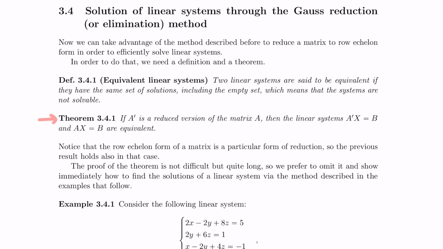This theorem says that if A' is a reduced version of the matrix A, then the linear system A'X = B and the system AX = B are equivalent. This means that instead of studying an original system, we can study its reduced form, which is much easier, as we are going to see.